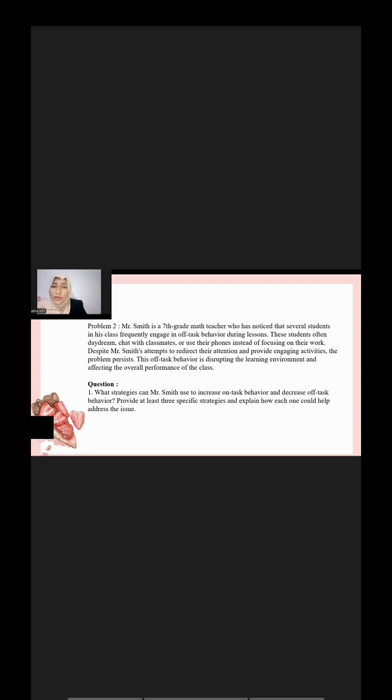And the question is, what strategies can Mr. Smith use to increase on-task behavior and decrease off-task behavior? Provide at least 3 specific strategies and explain how each one could help address the issues. Okay, there's the answer for this Mr. Smith problem. First, use active engagement techniques.